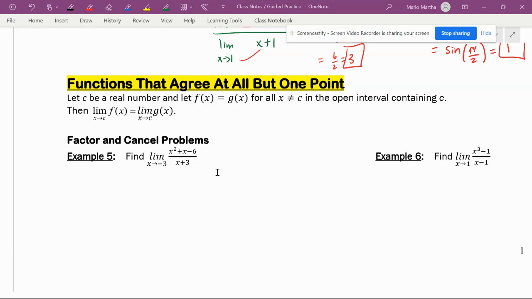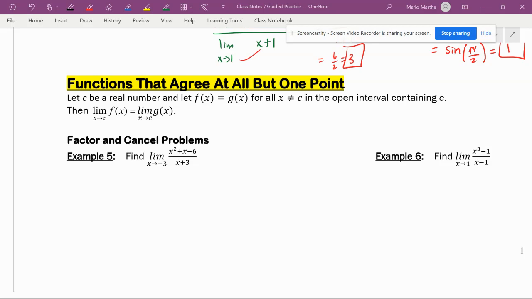All right, continuing on today's topics. Functions that agree at all but one point. Let c be any real number and let f of x equal g of x for all x not equal to c in an open interval containing c. Then the limit as x approaches c of f of x is equal to the limit as x approaches c of g of x.